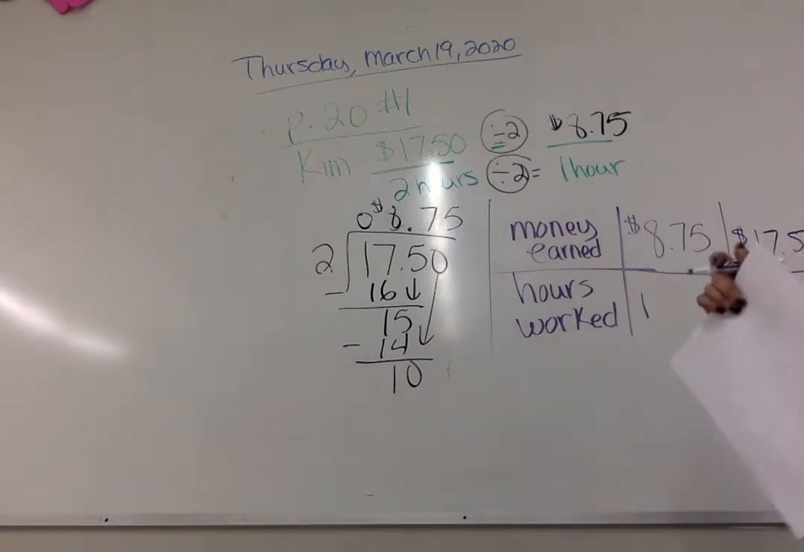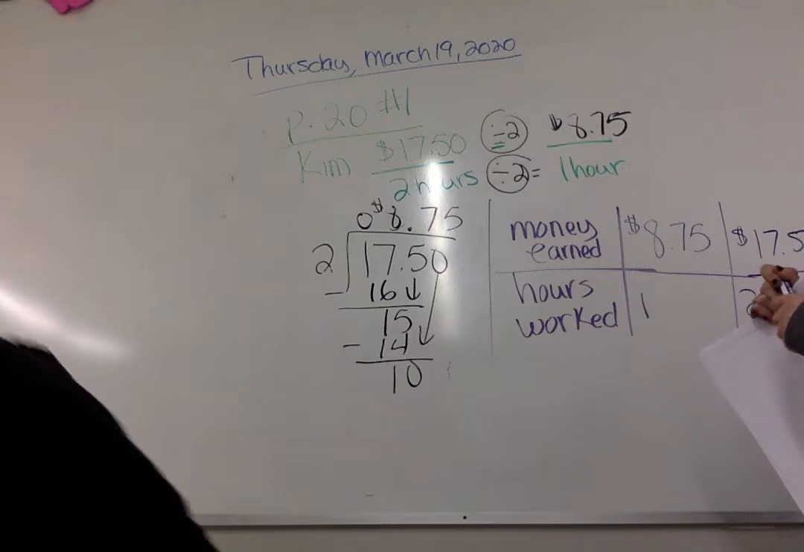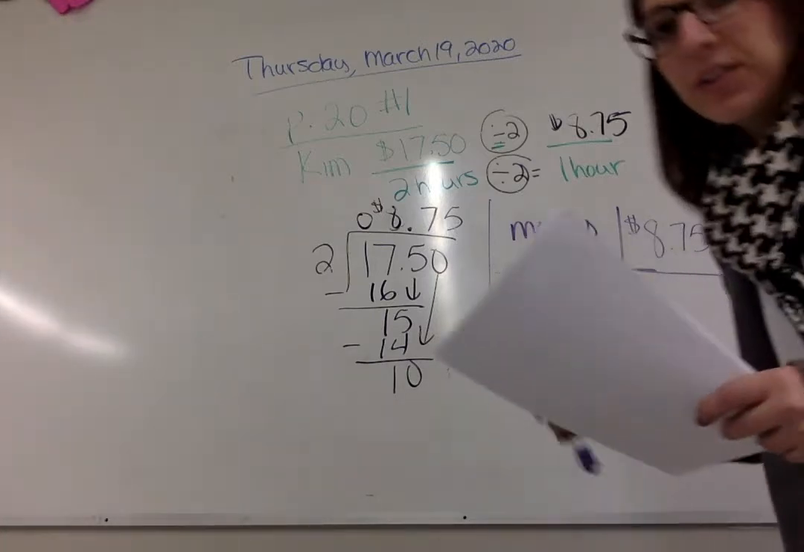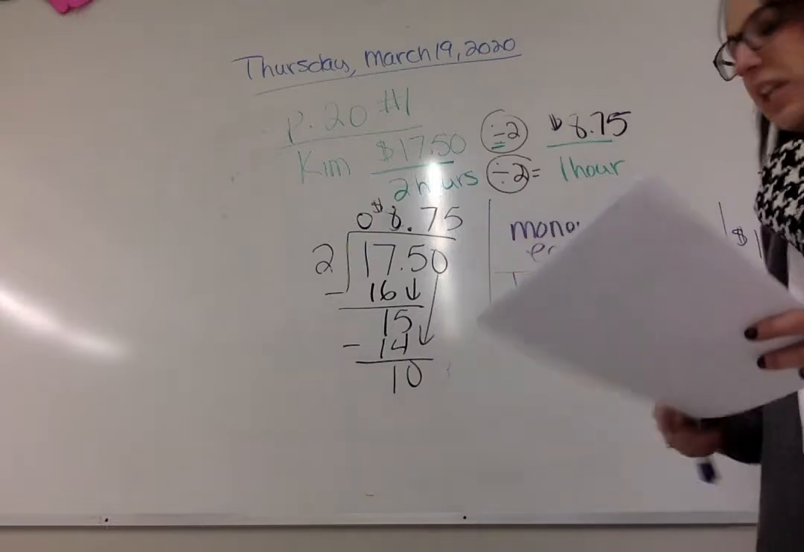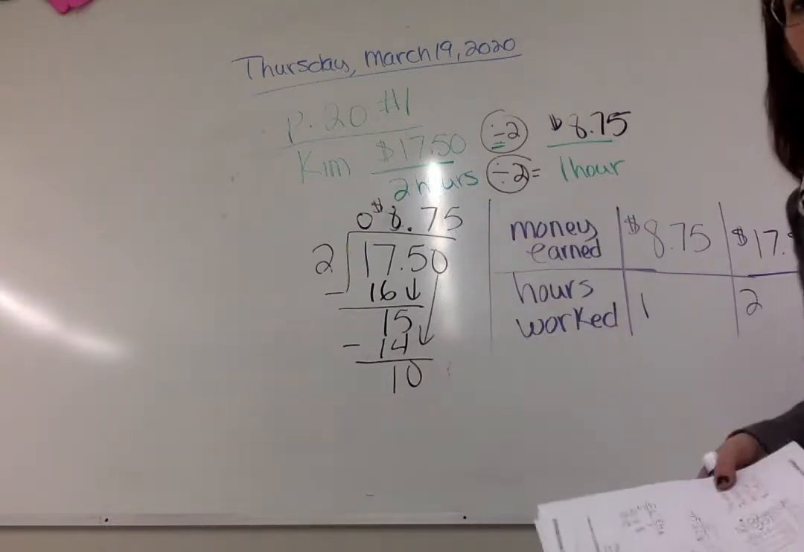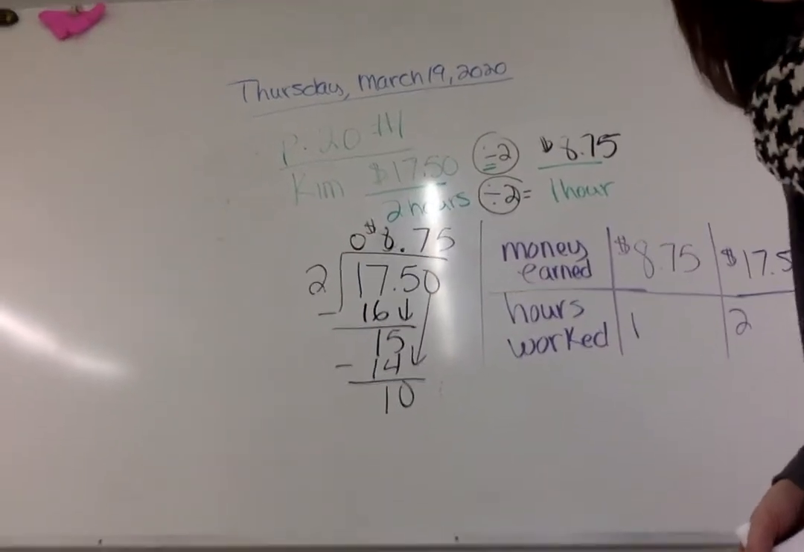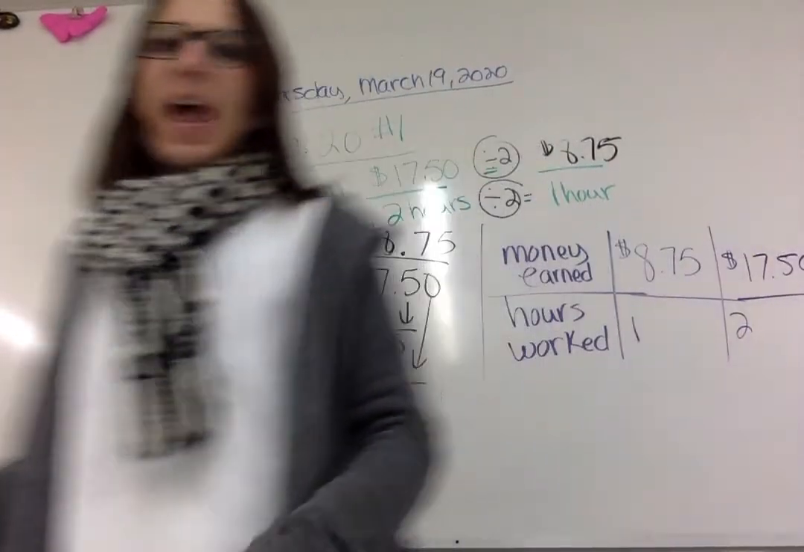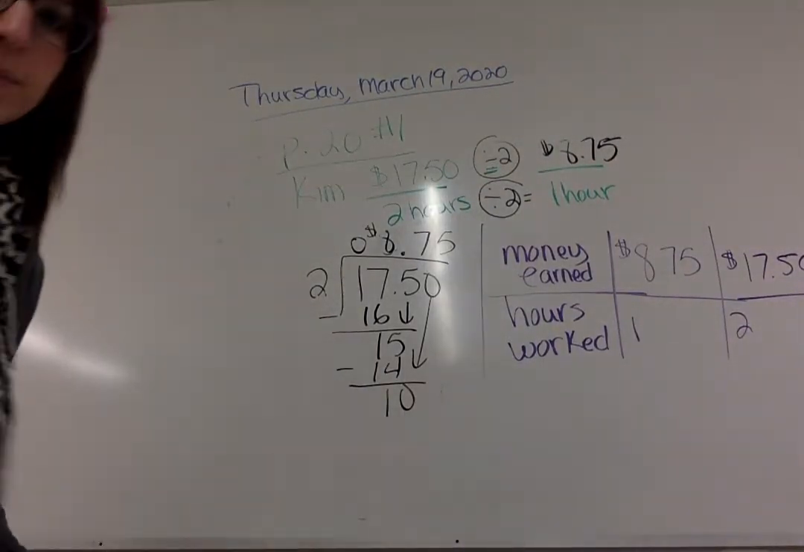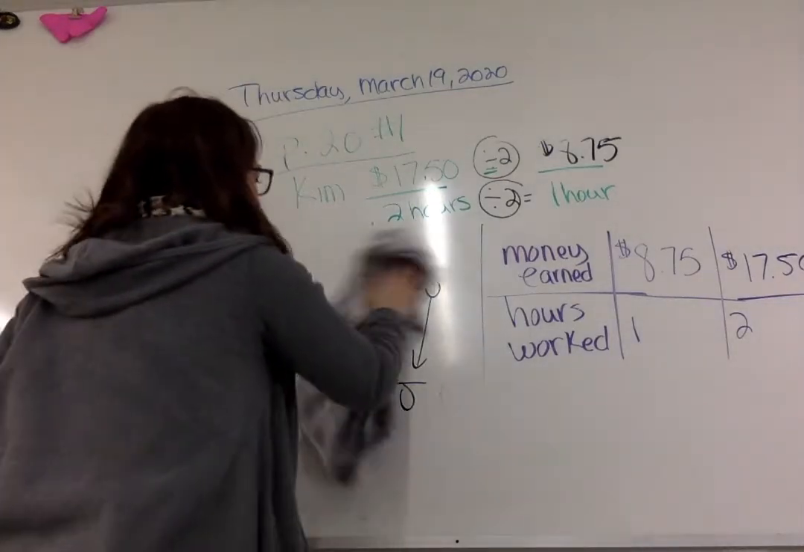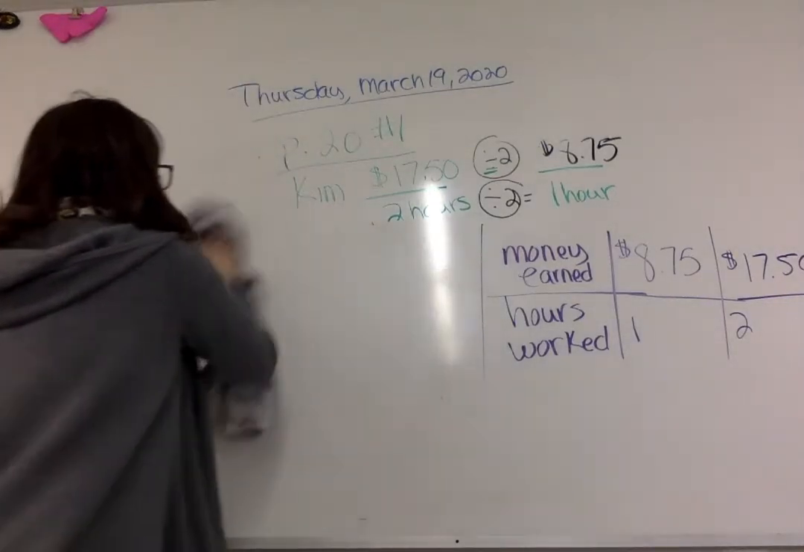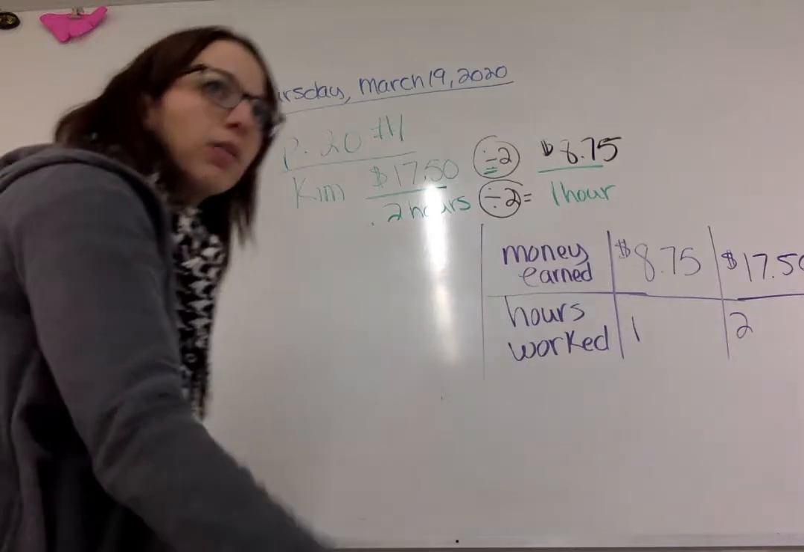So that is how much money she makes per hour, $8.75. Now, the next part says if she makes $175, how many hours of work is that? So I'm going to erase this part over here, and we're going to use what we have to figure this out.